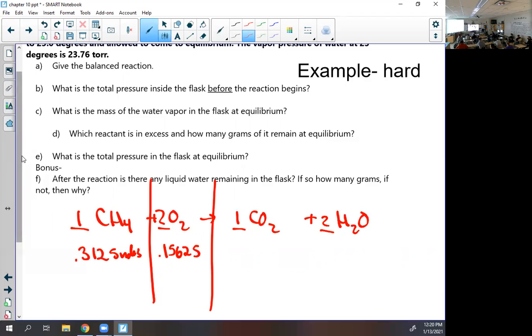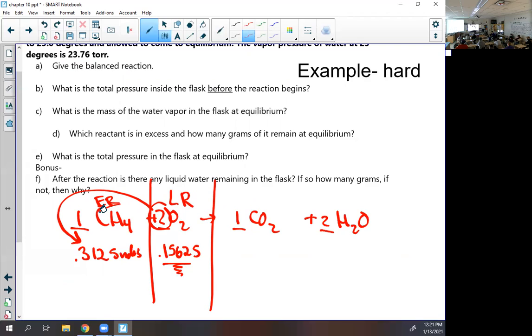All right, now it wants to know which one is in excess. A lot of times it asks limiting, so be careful that you read. So I ask myself, still limiting, I would find the smaller of the two values. Is this number 2 times bigger than that number? No, it's 2 times smaller. And that's where we got confused. But we got it now, right? If the answer is no, that means oxygen is the limiting reactant. So CH4 must be the excess reactant.